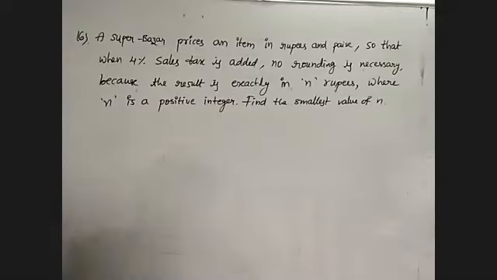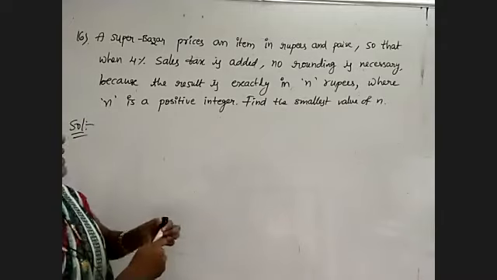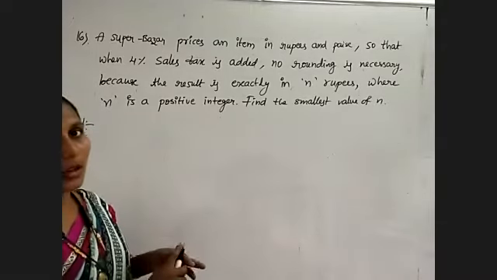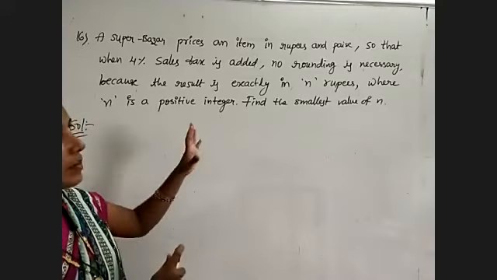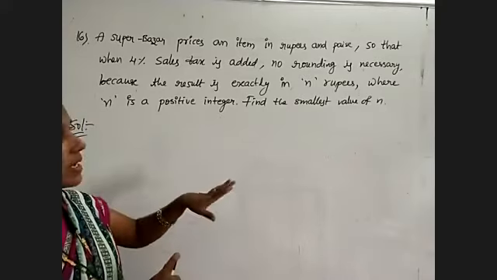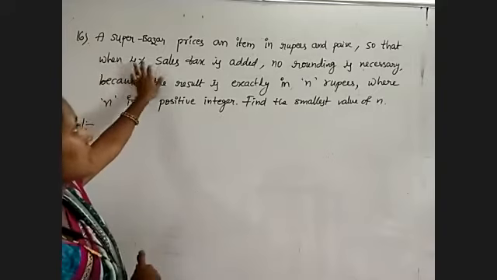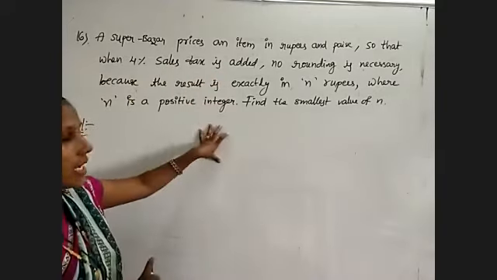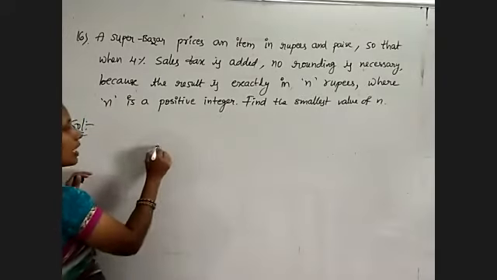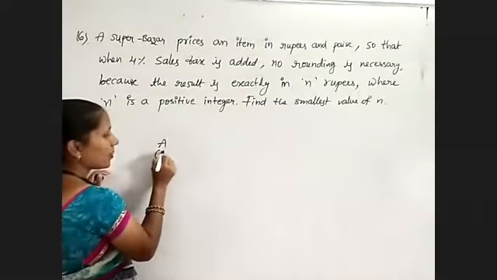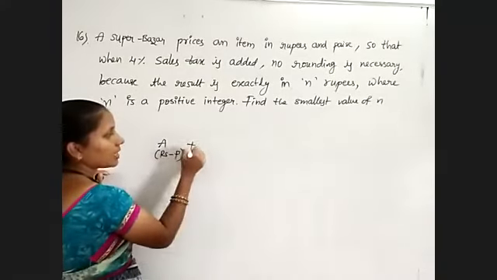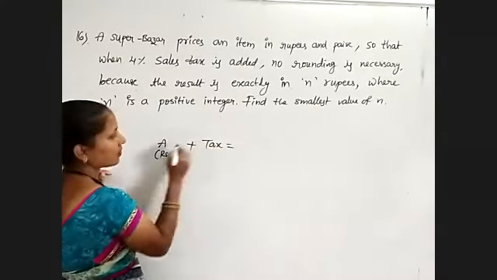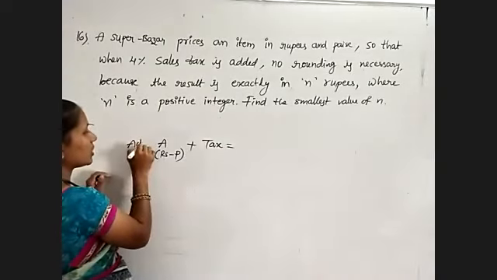Okay, now observe the last problem. A supermarket prices an item in rupees and paisa. The cost price of that item is given in rupees as well as paisa. When 4% sales tax is added to that amount, the actual amount is in rupees and paisa.